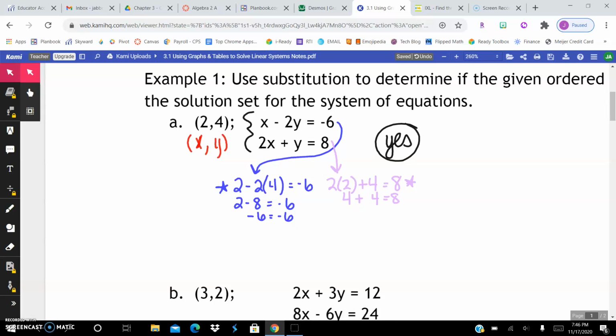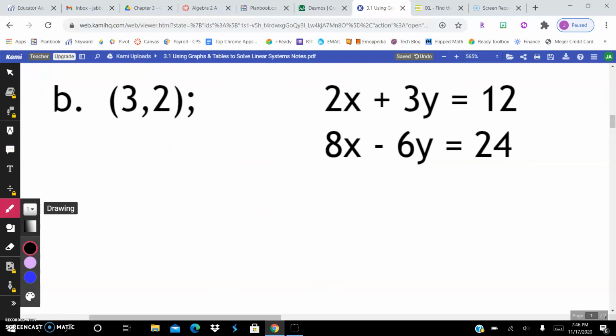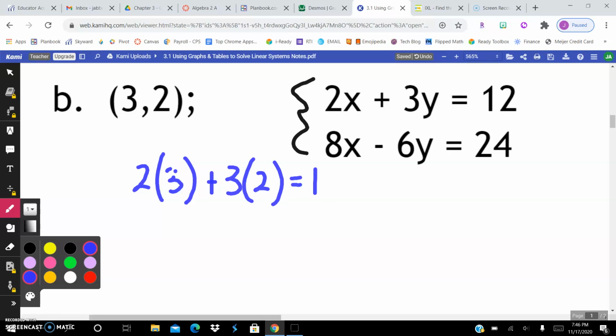So for one more example here, we're given the ordered pair 3, 2, and the system 2x plus 3y equals 12 and 8x minus 6y equals 24. So go ahead and try them out. The first one would be 2 times 3 plus 3 times 2. They're saying we should get 12. So that's 6, that's 6. 6 plus 6 is 12. So yes, it works there.